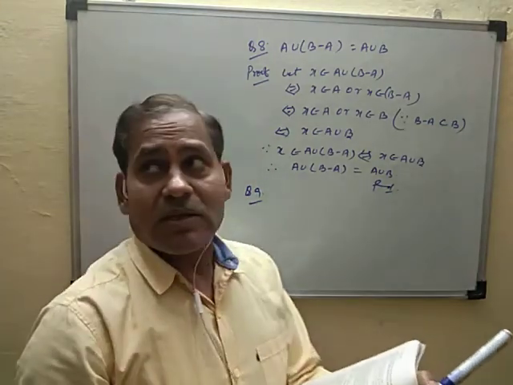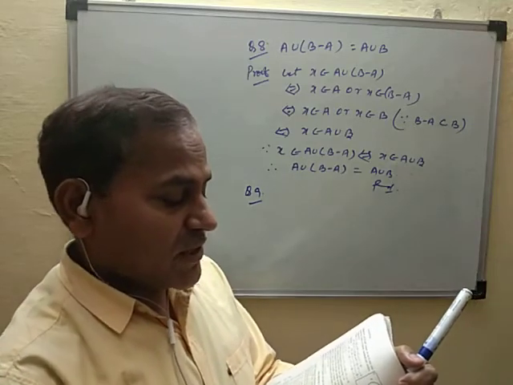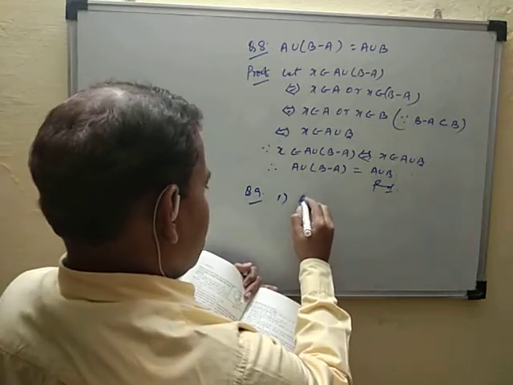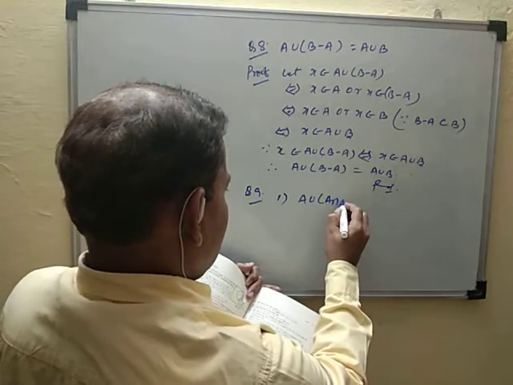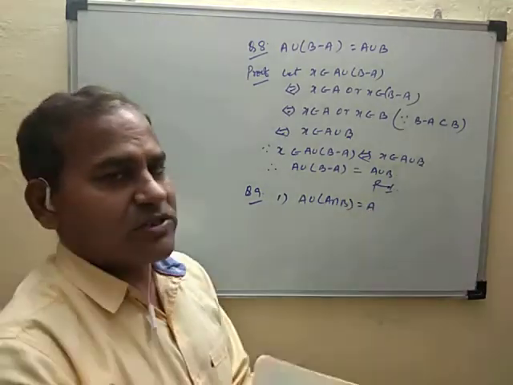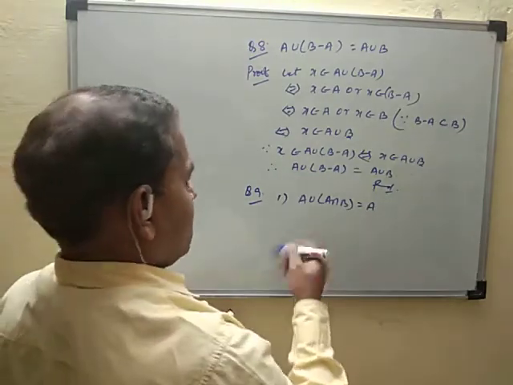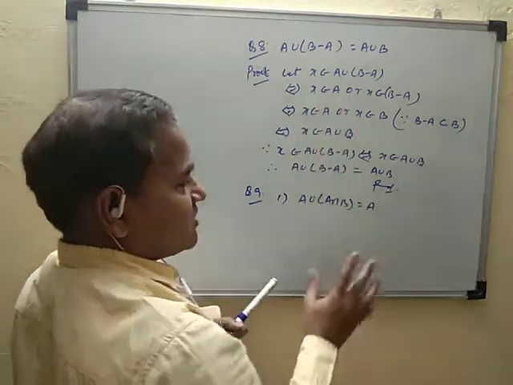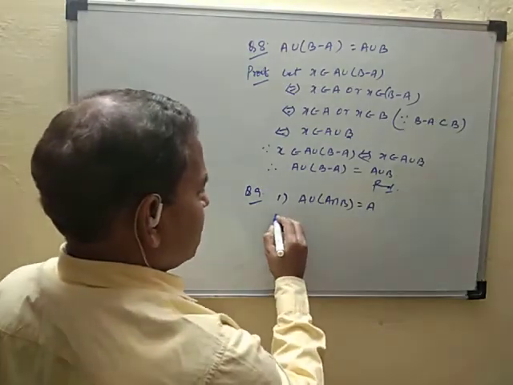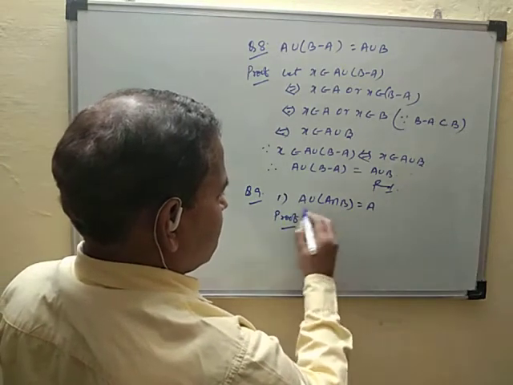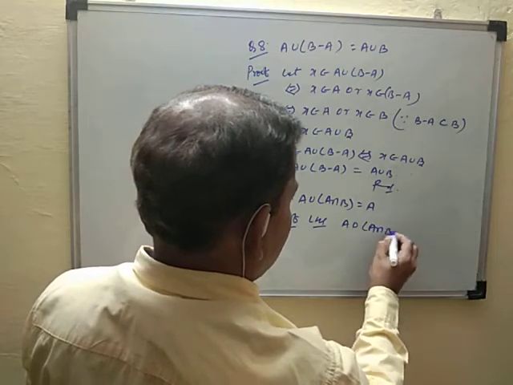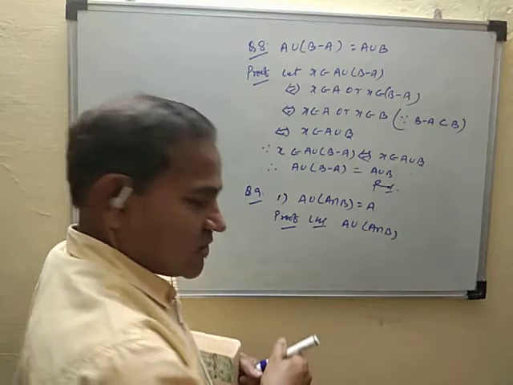Question number 9: using properties of sets, show that A union (A intersection B) is equal to A by using properties. How to use property? अब इसमें एलिमेंट नहीं सपोज करना है, सबसेट प्रूफ नहीं करना है। इसमें आप प्रॉपर्टी यूज करके प्रूफ करोगे। कैसे प्रूफ करते हैं प्रॉपर्टी देखिए। Taking LHS, so what is LHS? A union (A intersection B), this is LHS.